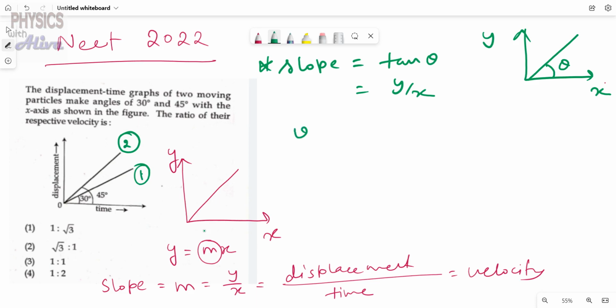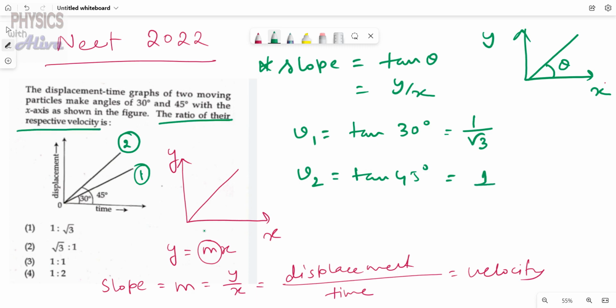Okay. So for the first velocity v1, this is tan 30 degree. Tan 30 means sin 30 by cos 30. So tan 30 degree is 1 by root 3. And for the second velocity v2, the slope is tan 45 degree and this is equal to 1. Tan 45 degree means 1. Now we have to calculate the ratio of their respective velocities. So v1 divided by v2 is equal to 1 by root 3 divided by 1. So the ratio will be 1 is to root 3. This will be the correct option.